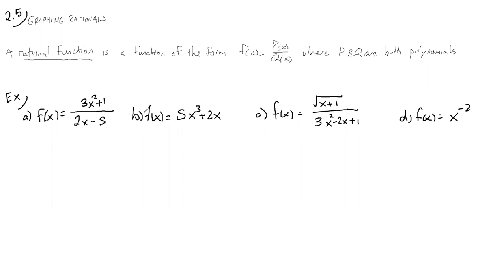So for a here, we've got a polynomial on the top, 3x squared plus 1. So that's good. And a polynomial on the bottom, 2x minus 5 is a linear polynomial, degree 1. And so we do have the right form. So f of x would in fact be a rational function.